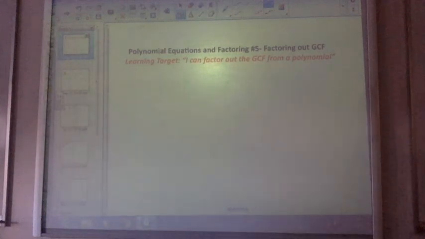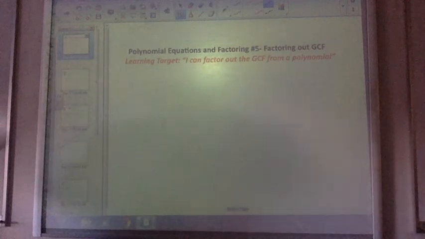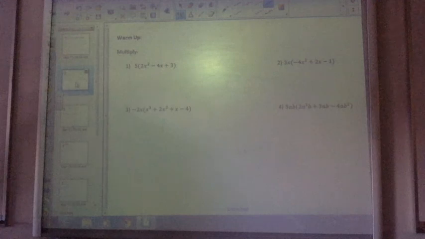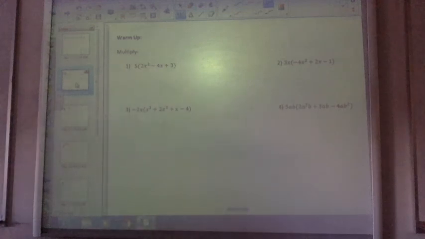So we are starting into something called factoring. And factoring is just undoing multiplication, is really what all it is. So let's see. Our first one to start with, we're going to multiply. So problem 1, 2, 3, and 4, we're doing the distributive property.